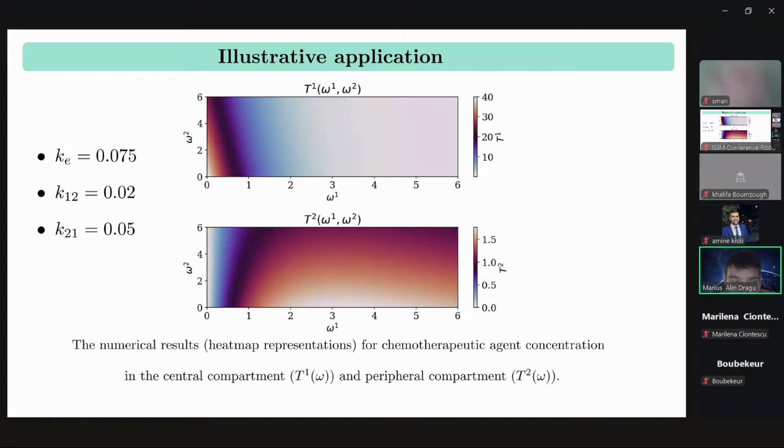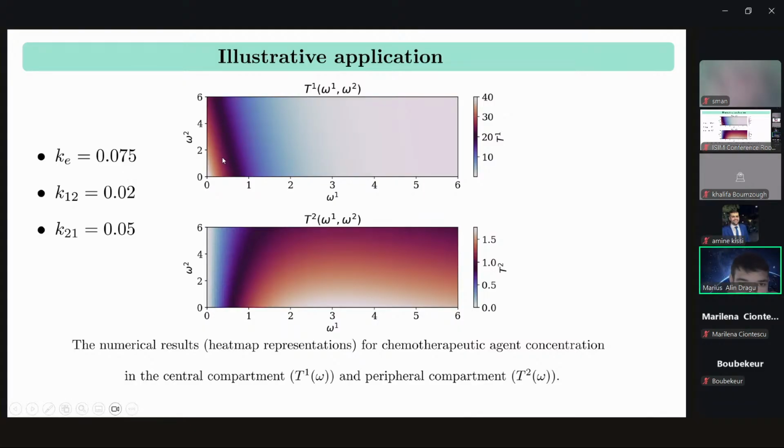The aim of this simulation is to numerically describe the evolution of the chemotherapeutic agent in the central compartment, as you can see in the first figure, and in the peripheral compartment, as you can see in the second figure. Analyzing these heat maps, we can observe different ranges of values. For T1, we have a maximum of 40 arbitrary units, and for T2, we have a maximum of 1.5 arbitrary units.